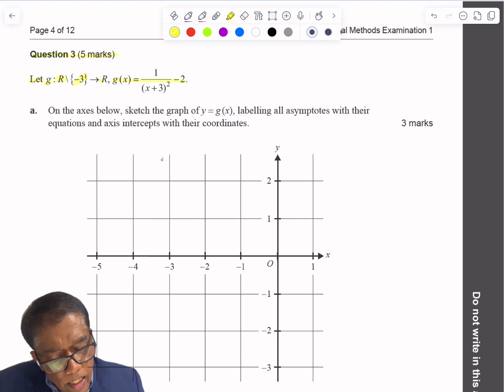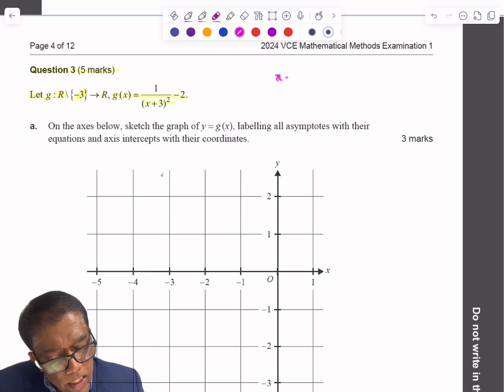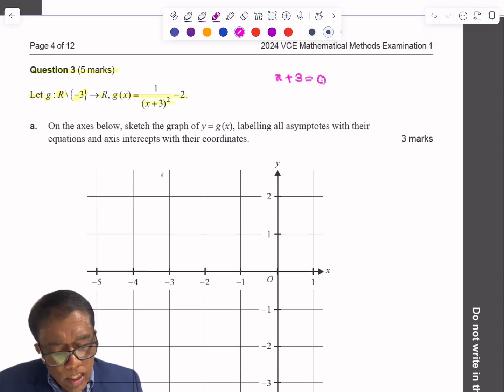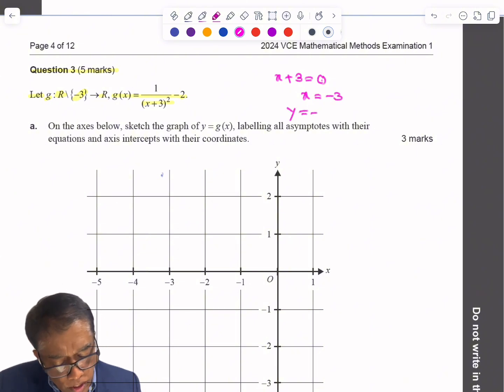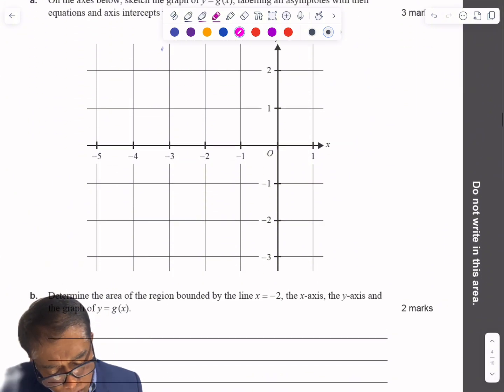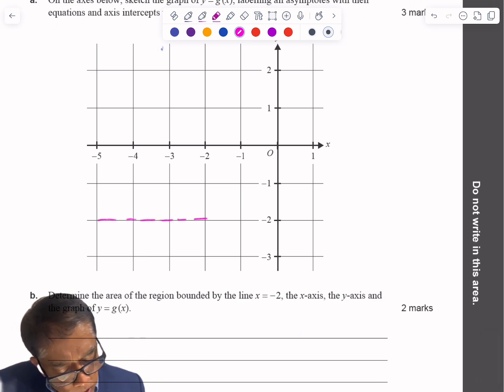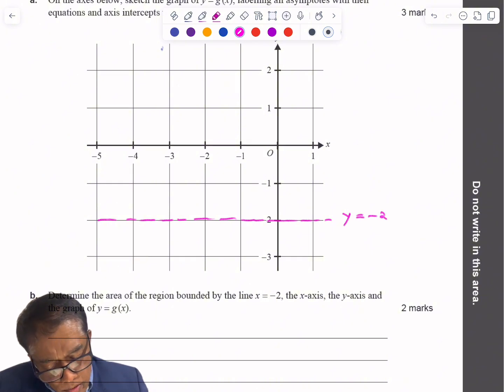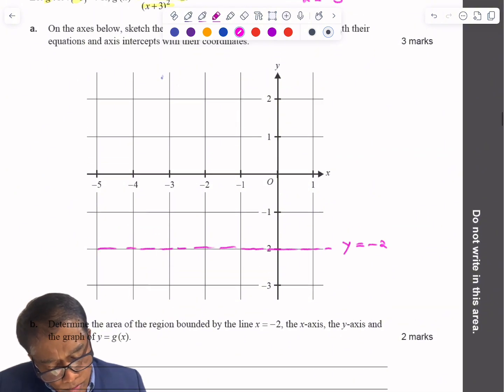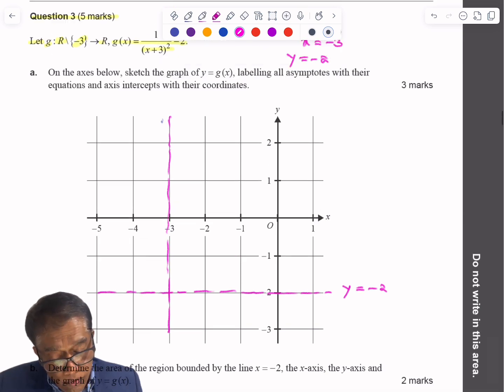x plus 3 is equal to 0 is the vertical asymptote. It is x equals negative 3. y is equal to negative 2 is the horizontal asymptote. We will draw the asymptotes like this: y equals negative 2 and x equals negative 3. We know that it is a positive truncus.